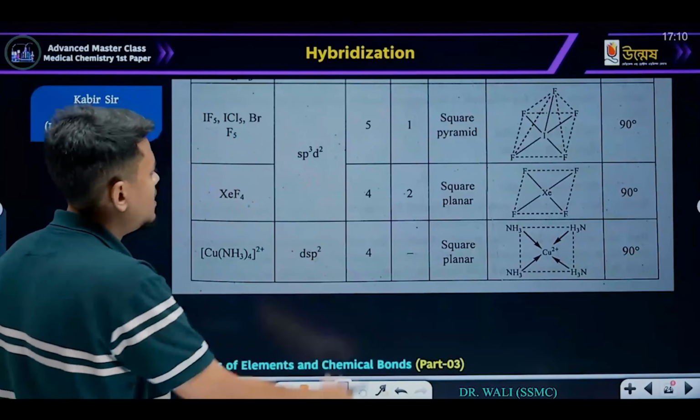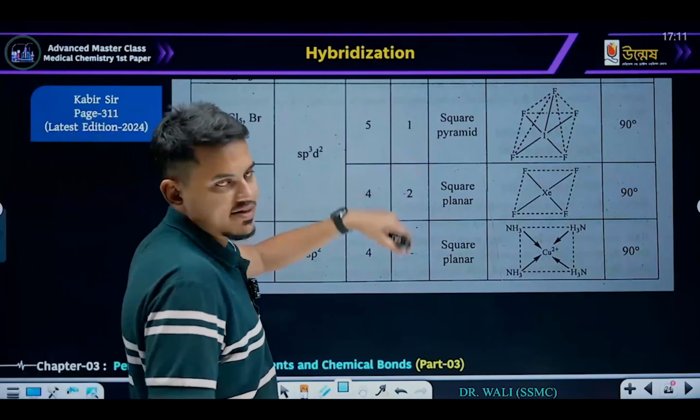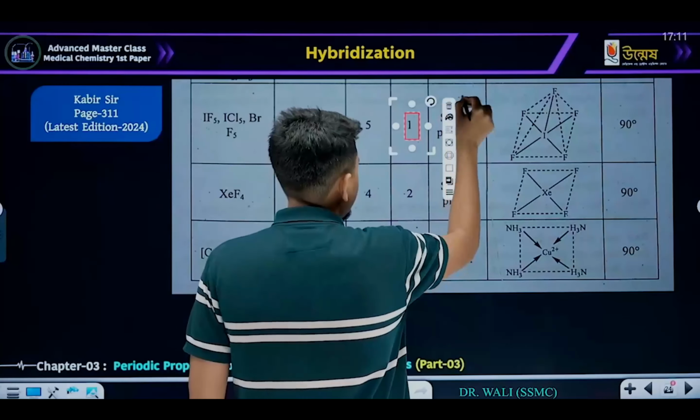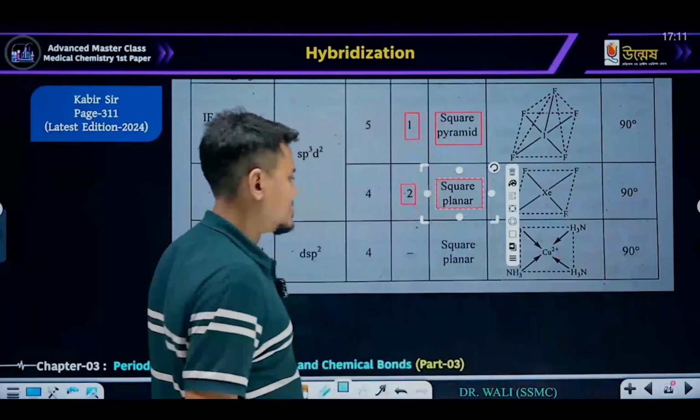Similarly, for sp3d2, which is applicable for the octahedral structure, it does not happen if there is any lone pair electron. For a single lone pair electron, it becomes square pyramidal, and for double, it becomes square planar. Okay, the bond angle stays the same.